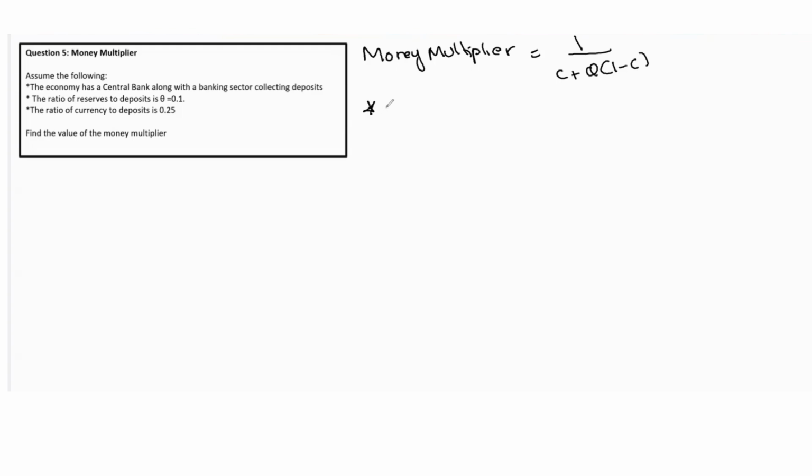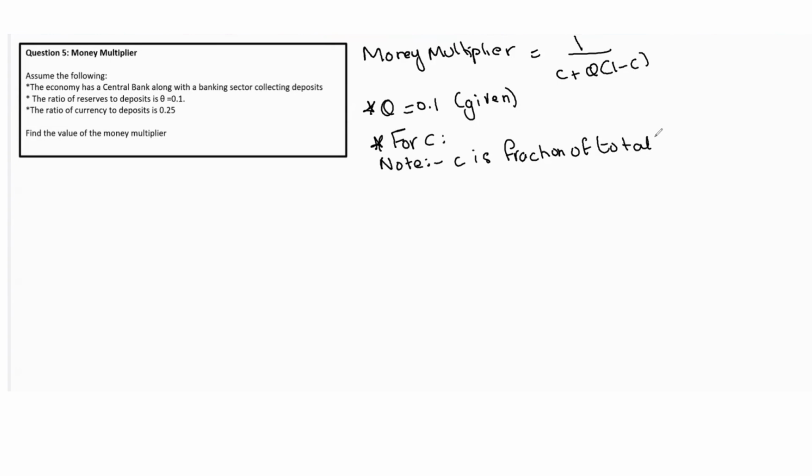Now theta over here is the reserve deposit ratio, given as 0.1. It's the fraction of deposits you keep as reserves. Now let's look at c. Here it's important to note what c represents in this formula in the text. Note c is a fraction of total money demand MD held as currency CUD.